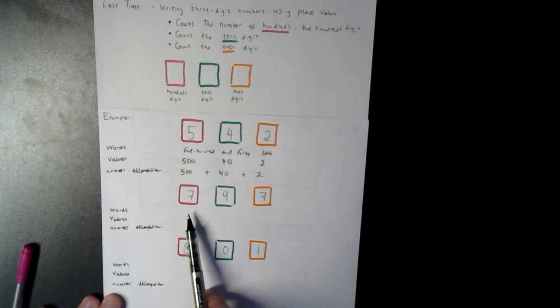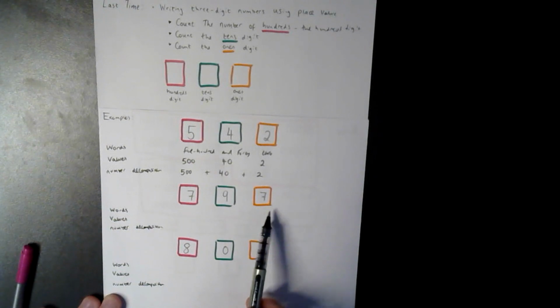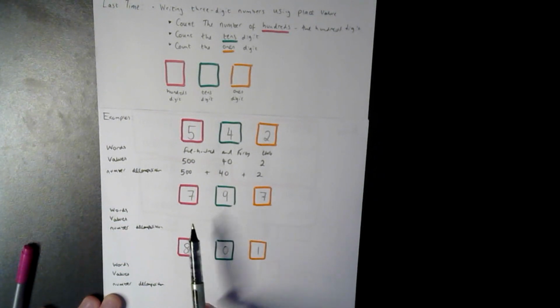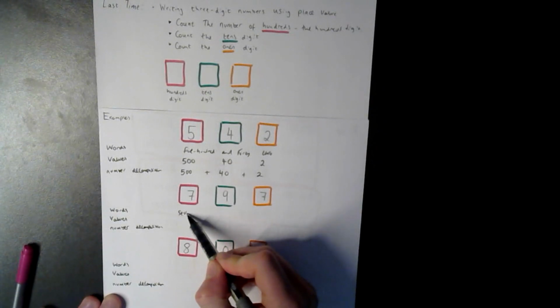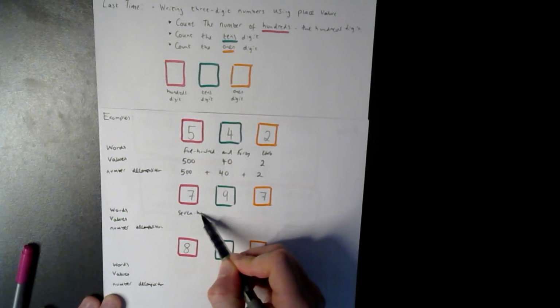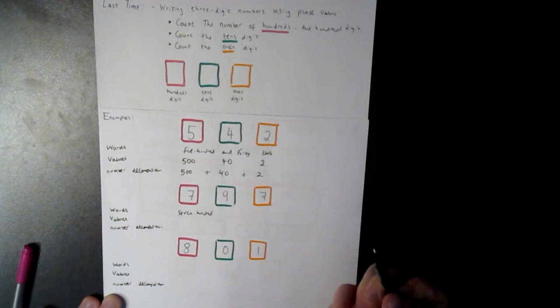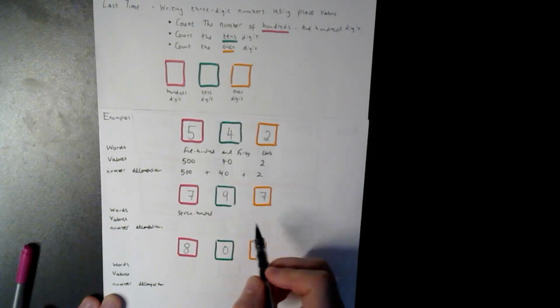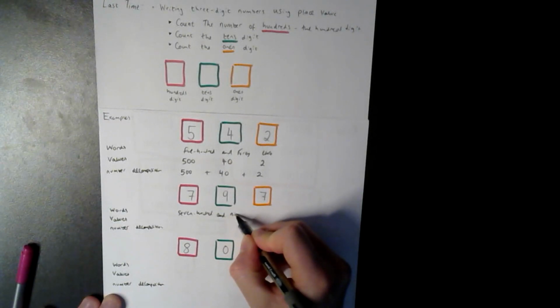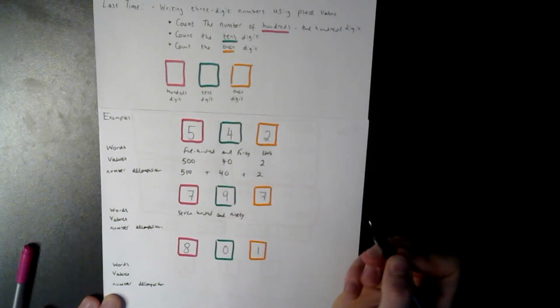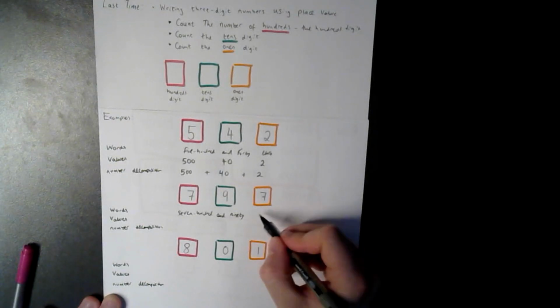Okay, for this second example, we have the number 797. So 7 is in the hundreds digit, so it'd start with 700. 9 is in the tens digit, so it'd be and 90. And then 7 is in the ones digit, so it'd be 7.